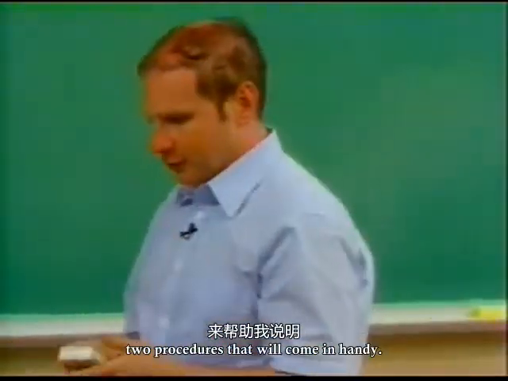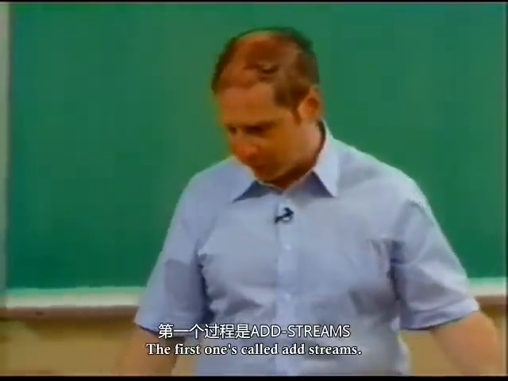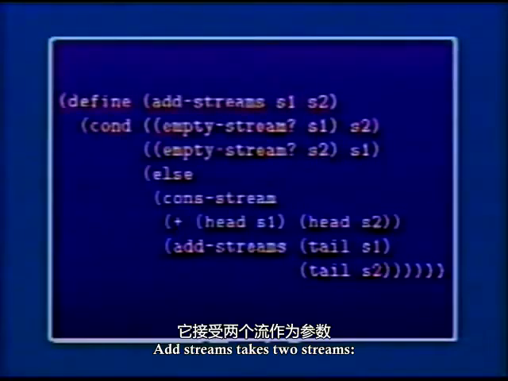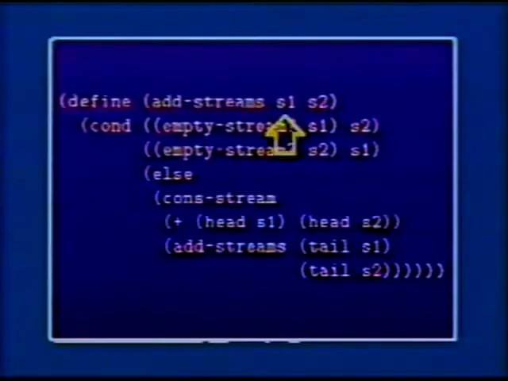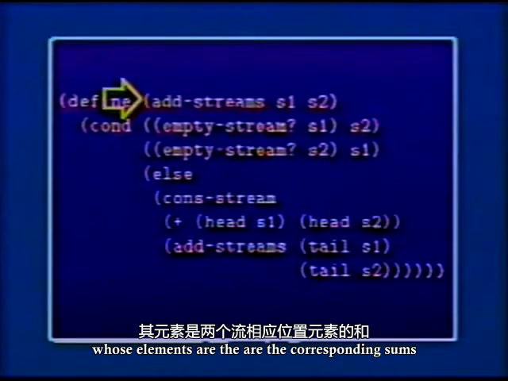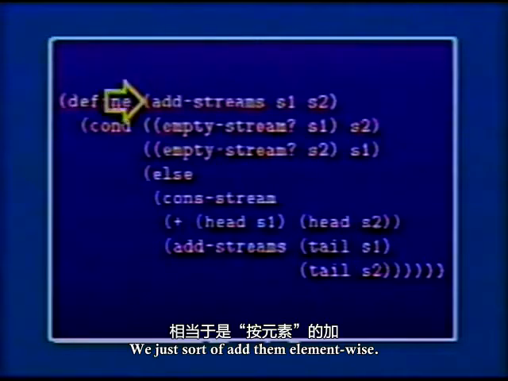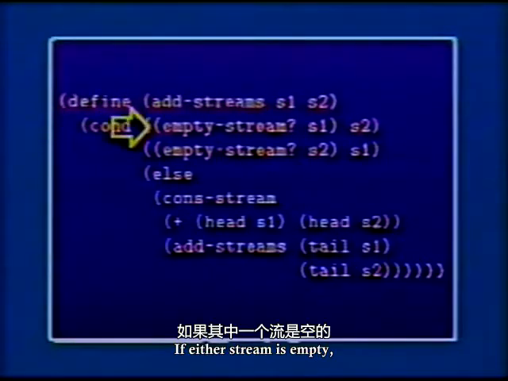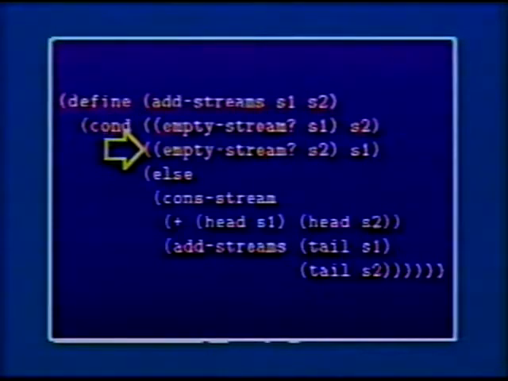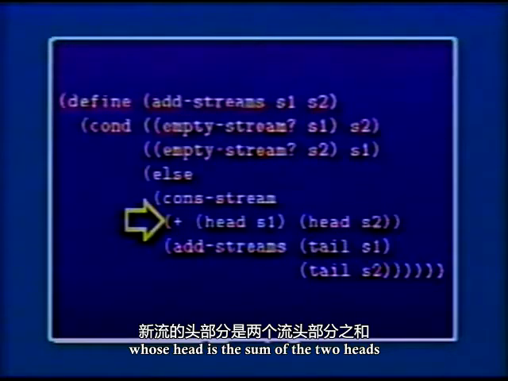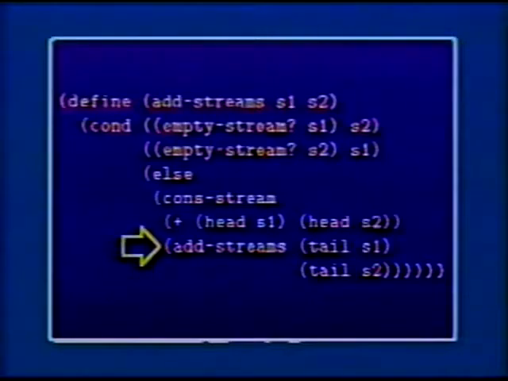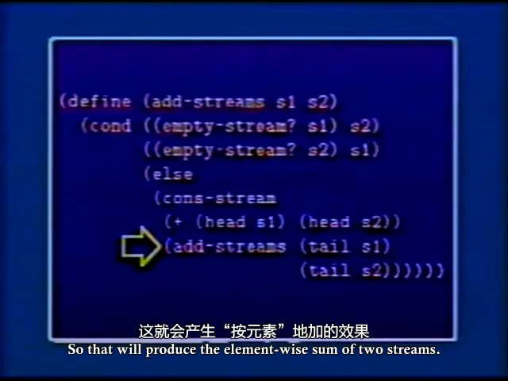Let me start by defining two procedures that'll come in handy. The first one's called add-streams. Add-streams takes two streams, S1 and S2, and is going to produce a stream whose elements are the corresponding sums. We just add them element-wise. If either stream is empty, we just return the other one. Otherwise, we're going to make a new stream whose head is the sum of the two heads and whose tail is the result of recursively adding the tails. So that'll produce the element-wise sum of two streams.